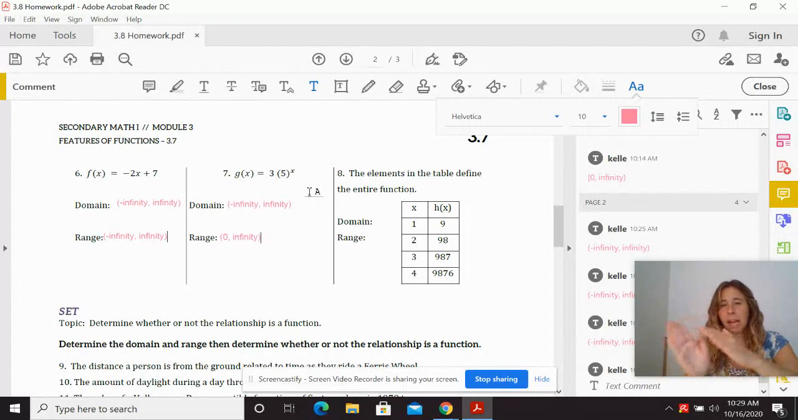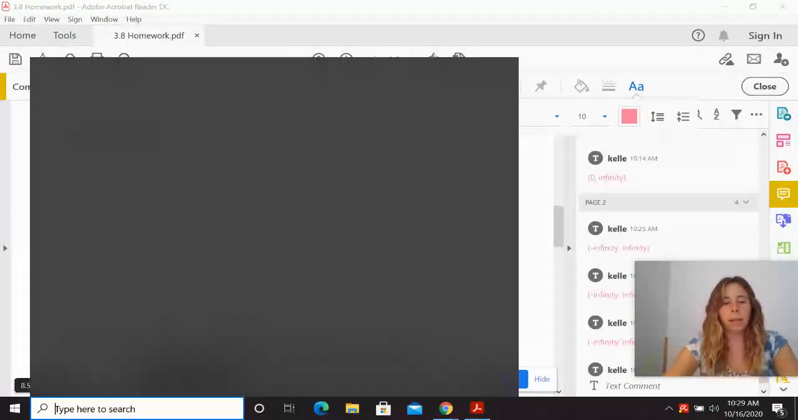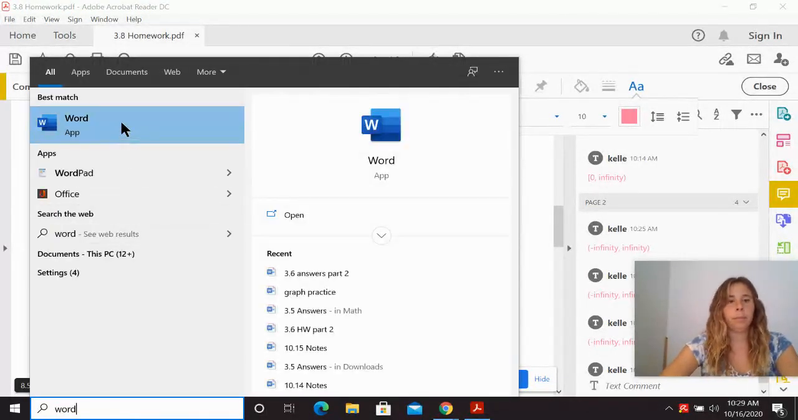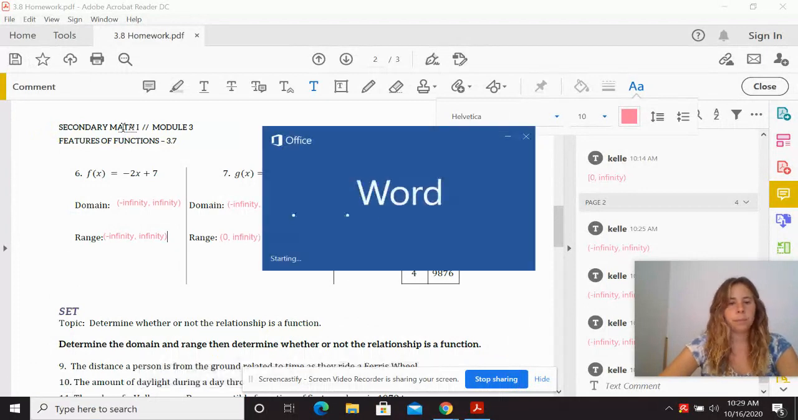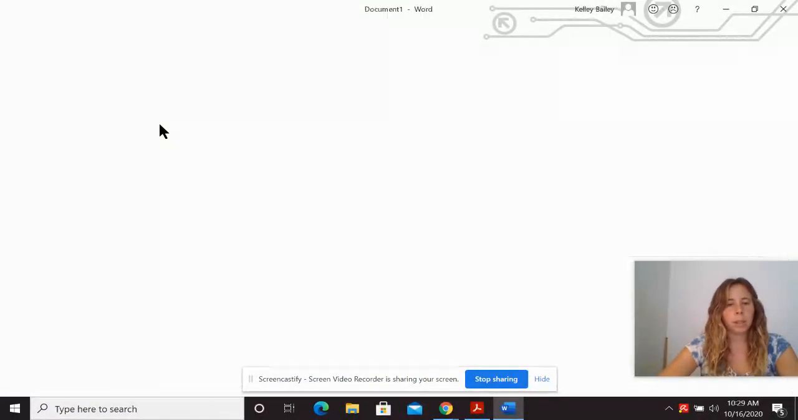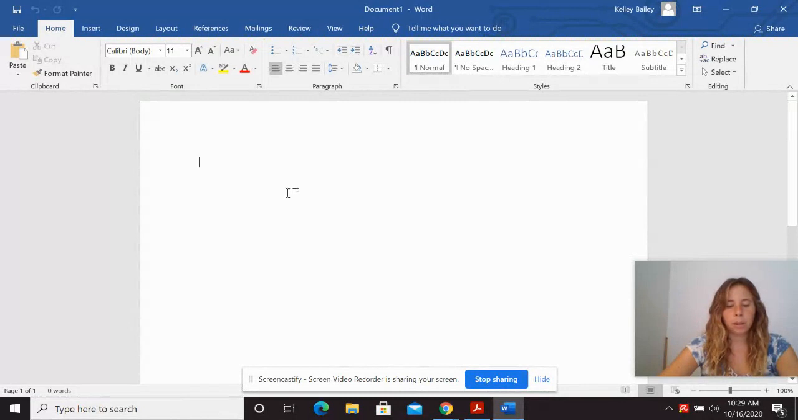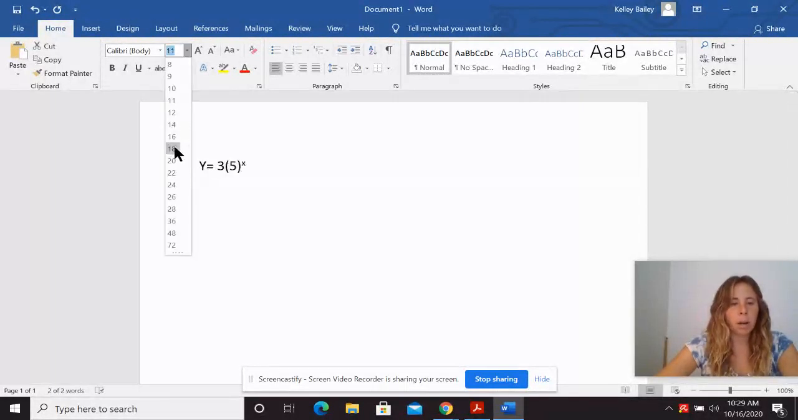This is a little sideways tangent, so you don't have to watch this if you don't want to. We're going to talk about exponentials for a second. Let me pull up a Word document. Just a new one. Okay, so y equals 3 times 5 to the x power. Make this all a little bigger because this is all we're doing on this page.